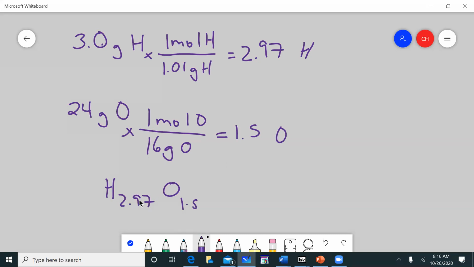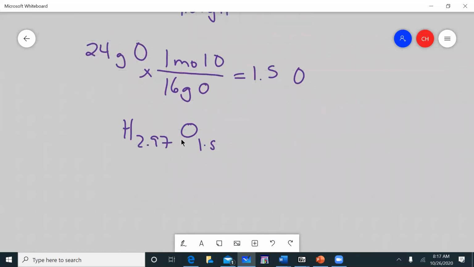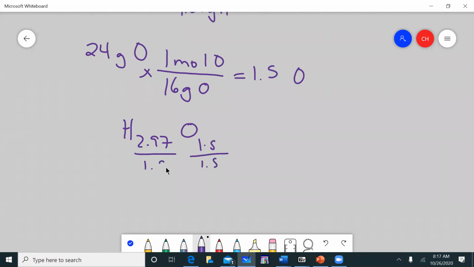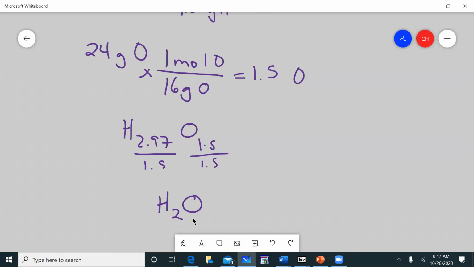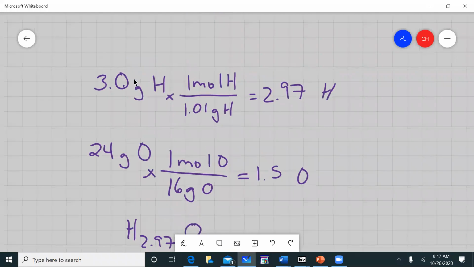Now, I want to get these into whole numbers. The fastest way to do that is to find whichever one is the smaller decimal. In this case, it's 1.5, and divide both numbers by that. So I'm going to divide this by 1.5, and I'm going to divide this by 1.5. Anything divided by itself becomes 1. So I have 1 oxygen. 2.97 divided by 1.5 is close enough to being 2. H2O. And we're done.